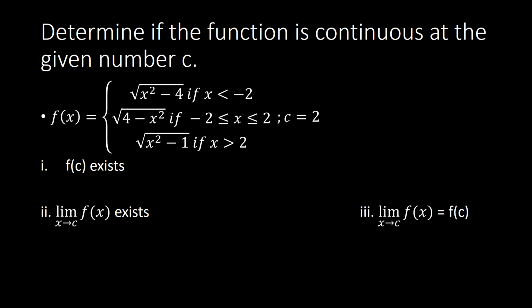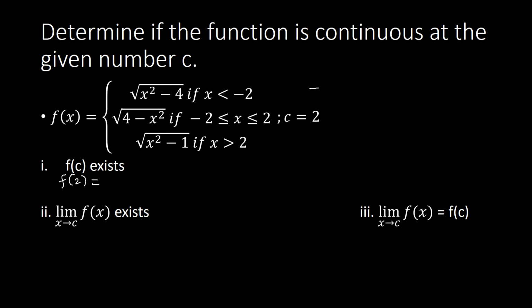Our c here is equal to 2, in which we try to check whether the function is continuous on that particular number. So let's start off with checking the first condition. First condition, we are to check if our f of 2 exists. So for f of 2, we are to choose between those three functions as to what to use.